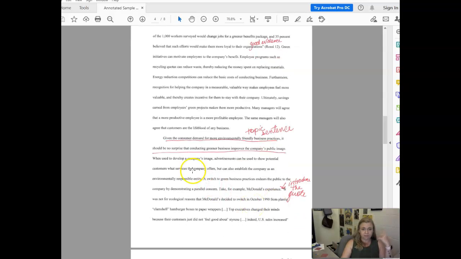My next one, it makes businesses look good. It makes their public image better. Topic sentence. Easy.